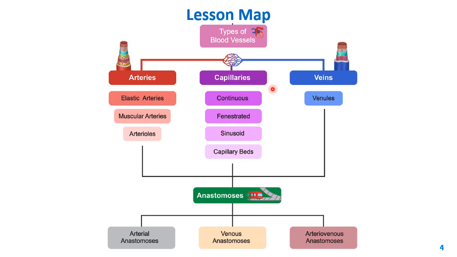Okay. So after looking at the capillaries, then we're going to look at the veins and the function of the veins as well as the structure for the veins. Then we're going to take a brief look at these interesting things, anastomoses, okay, and what's the use of those in the first place, okay?